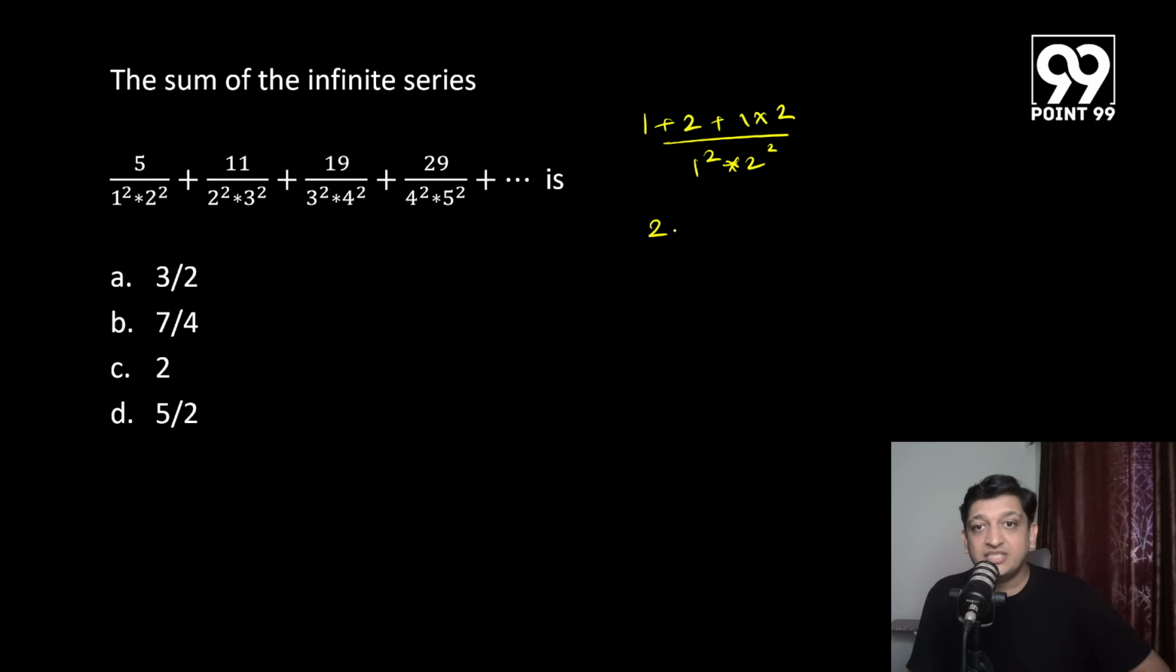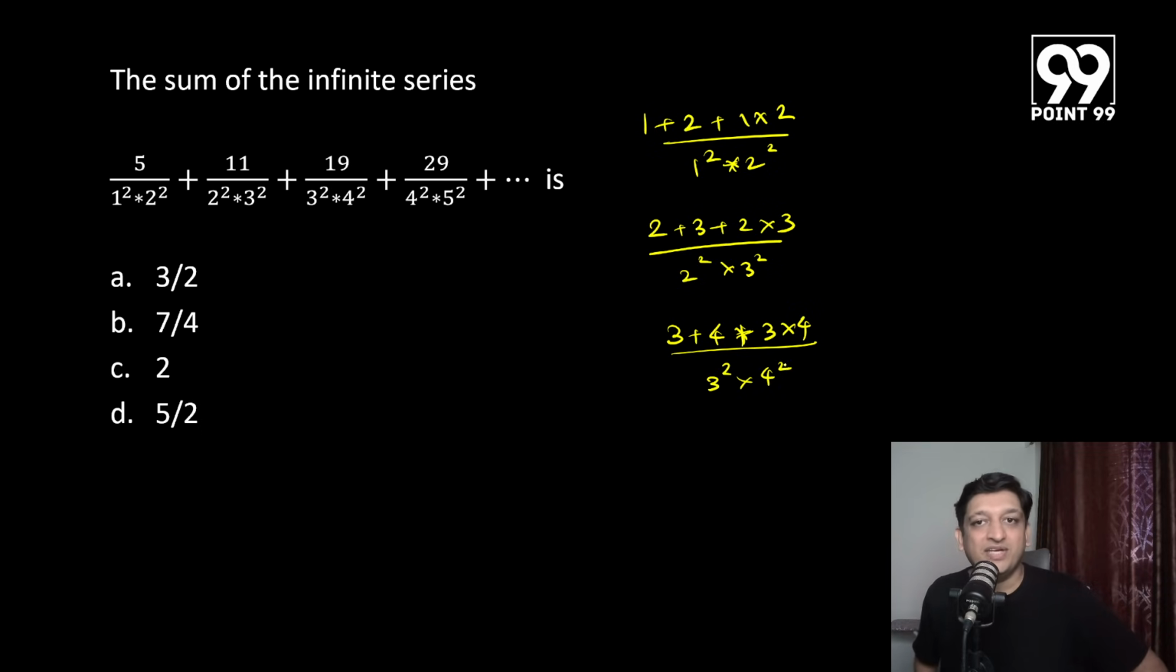The second term is 2 plus 3 plus 2 into 3 divided by 2 square into 3 square. The third term is 3 plus 4 plus 3 into 4 divided by 3 square into 4 square. Now this is a very difficult thing to figure out. And even if you figure it out, you have another lot of steps that you will have to do. So what do you do here? You use the calculator. Very simple.